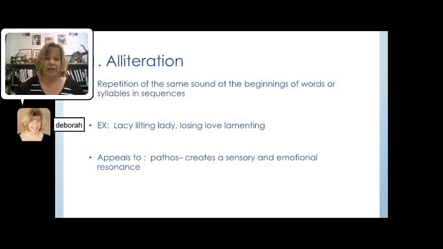Now we'll begin with alliteration, and that's a sound term. That's a repetition of the same sound at the beginnings of words or in syllables in sequence. So lacy, lilting, lady, losing, love, lamenting. You hear all of the L's repeating there.